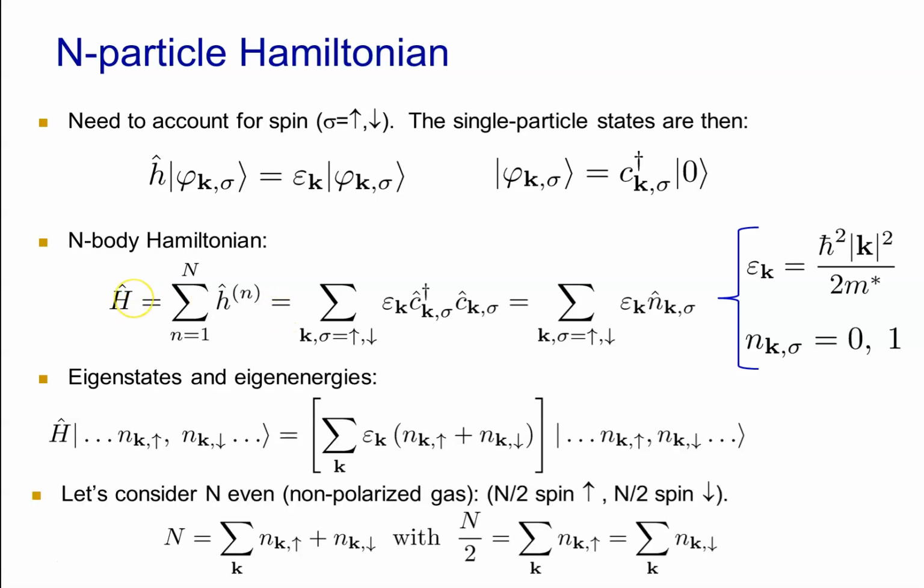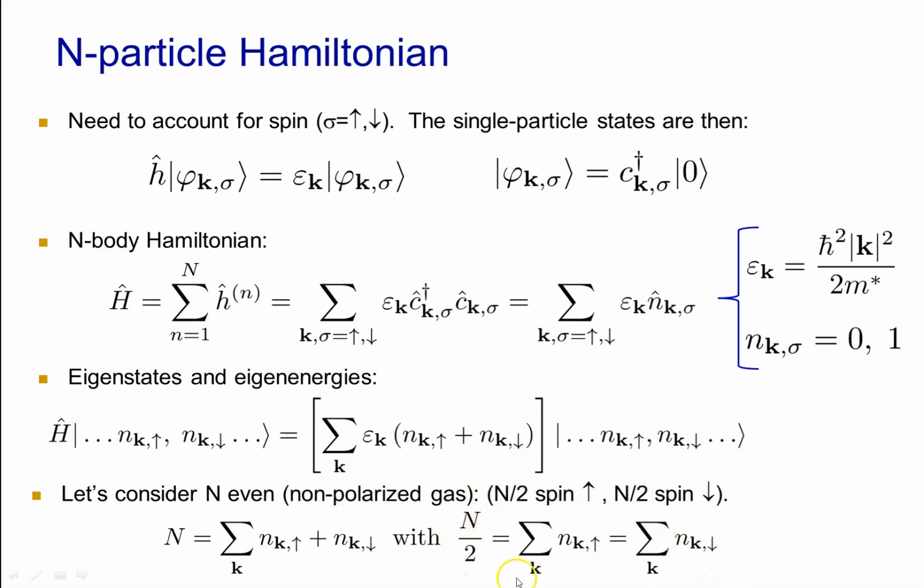And also, for now, we're going to consider that the total number of particles is even. So I have an equal number of spin up and spin down electrons. So we're talking about a non-polarized gas, right? So I have an equal amount of up and down electrons. This is reflected in this sum: N over 2 equals the sum over k of nk up, and this should be equal to the sum over k of nk down. So we're essentially restricting, right?